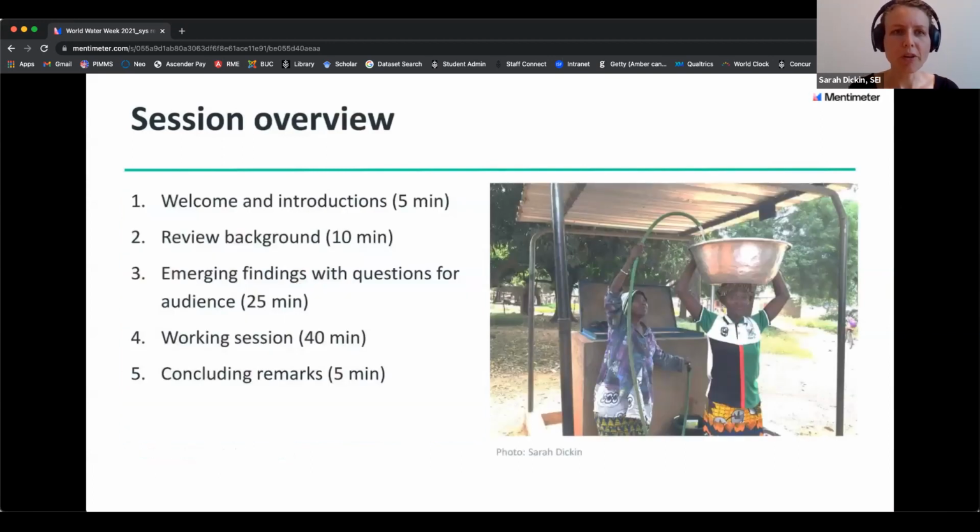So this is just an overview of the program for today. We'll start with a presentation about the review methodology and then an interactive presentation about the findings. And then we'll have quite a large chunk of time for breakout groups on different outcomes.